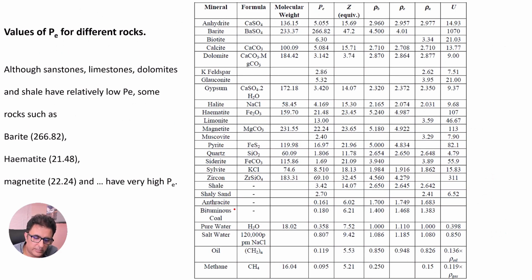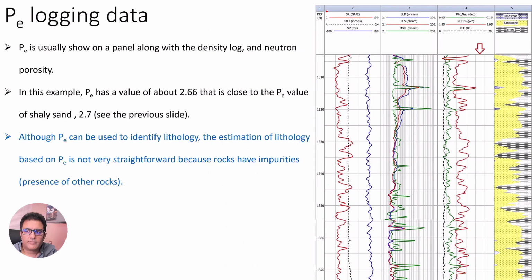This table shows the value of PE for different rocks. For example, for barite, the value is 266.82. For hematite it is 21.48. And for magnetite, the value is 22.24. You see that we have a wide range of PE for different rocks in nature. And as you see here, the value of PE is usually placed in the same track along with the density log and neutron porosity log.